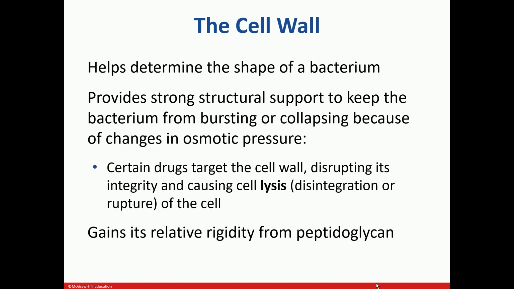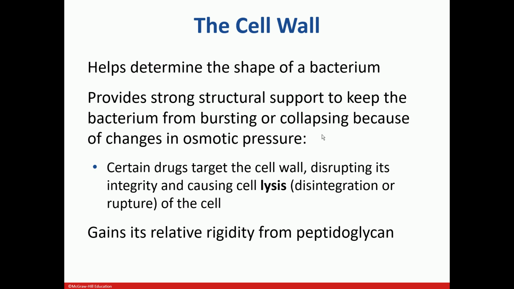So the cell wall basically determines the shape of the bacteria. It provides strong structural support, and it prevents the bacteria from bursting, because the cell wall prevents the entering of the water inside the bacterial cell and prevents its bursting. So there are antibiotics, especially the penicillin category, which weaken the cell wall of the bacteria, and as a result, water can enter into the bacterial cell and the bacteria bursts, and that's the way it dies.